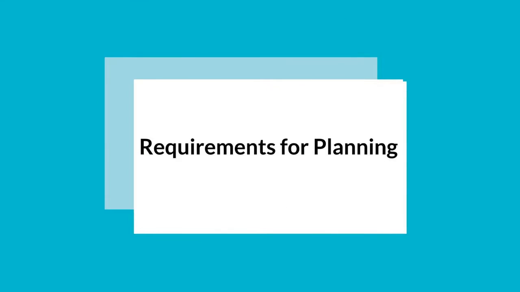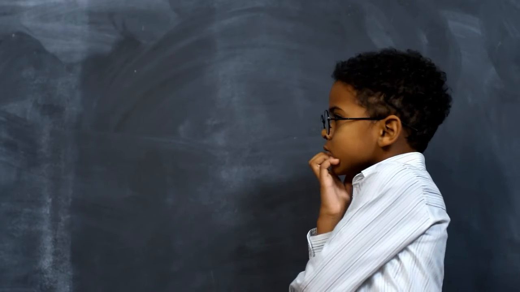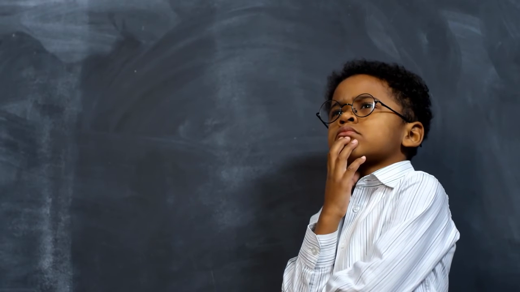Requirements for planning. The first thing we need to think about in terms of planning is that 90% of good planning takes place in a different location than where the task will be carried out. This means that we need to visualize the task prior to initiating it. To do this, we will need to use what we call the mental movie screen. The mental movie screen includes the images we create in our minds when we read or listen to a story, daydream, or think about the future.